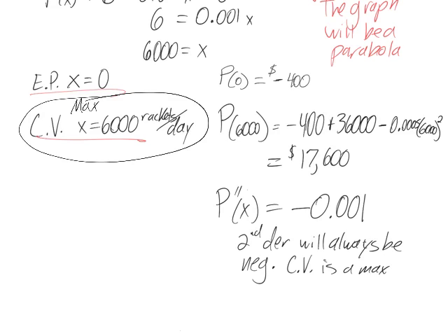Okay, so I guess a better way to put that would be maximum profit at an X value of 6,000 rackets per day. Okay, so that gives you a look into another problem from 4.4. Now let's look at one from 4.5. The one I've selected for this particular problem is number 8.